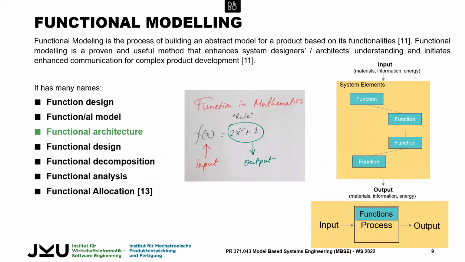Okay, so we have known the functions and non-functions, and functional requirements and non-functional requirements. Now we step into functional modeling. So functional modeling is a process of building an abstract model for a product based on its functionality. Functional modeling is a proven and useful method that enhances system designers' or architects' understanding and enhances communication for complex product development. So this is a definition so far.